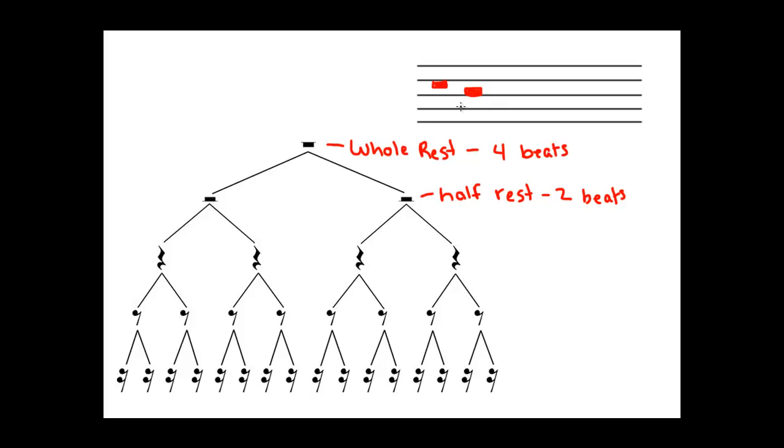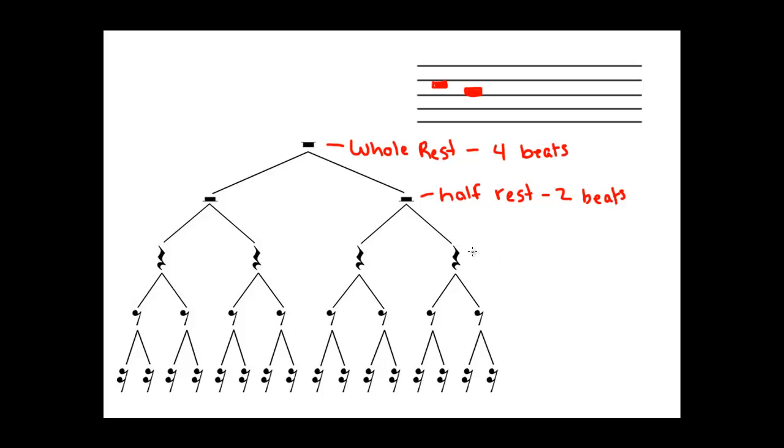So it's very important to notice the difference in how a whole and half rest goes. A half rest goes on the middle line and it goes upwards, kind of like a hat. A whole rest goes from the second line from the top and it goes down. So it's an upside down version of a half rest.